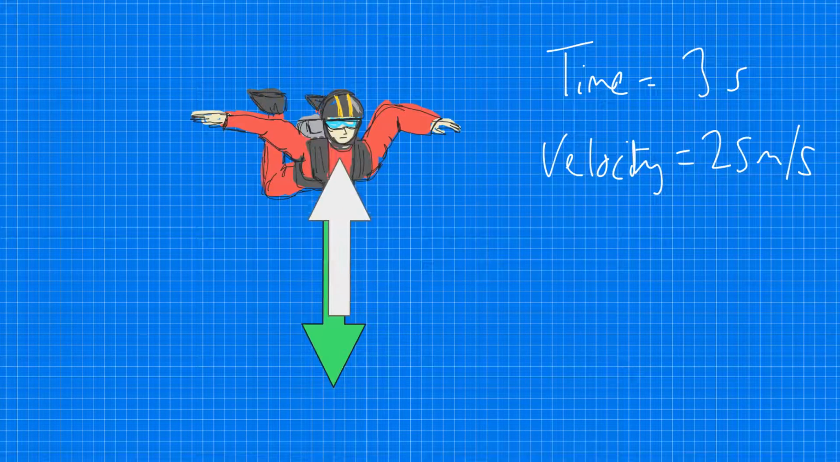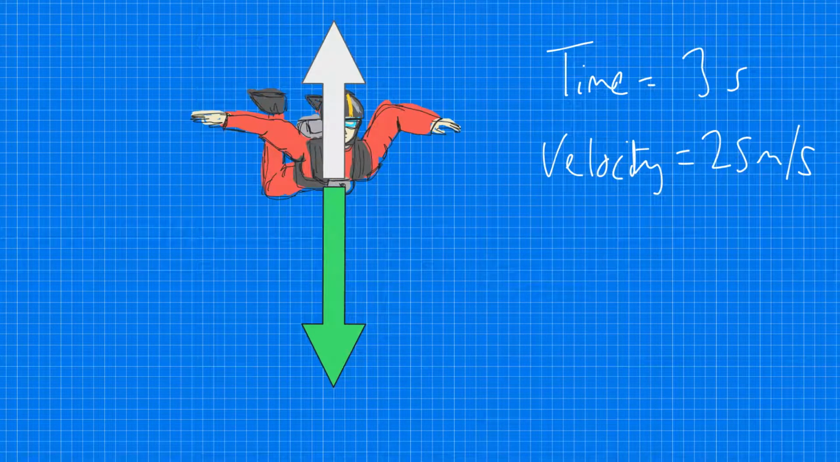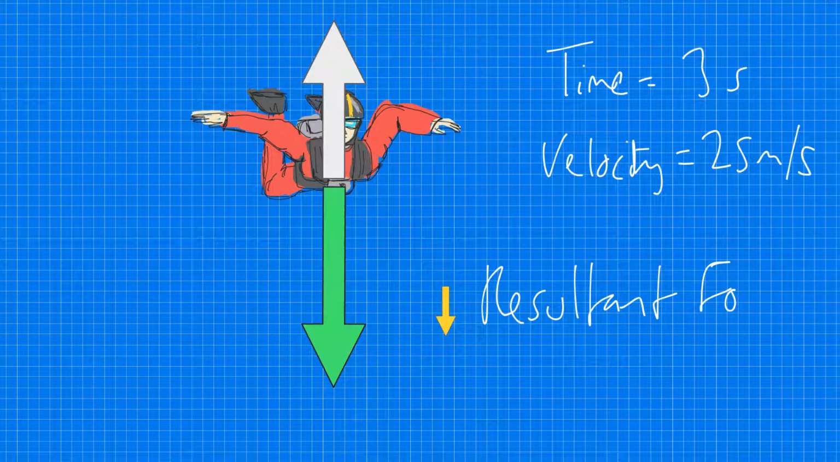So they still don't quite balance up. We still have a resultant force acting in the downwards direction, so we're still going to be accelerating downwards, but we're going to be accelerating at a much slower rate. So the velocity will still be increasing every second, but the rate of acceleration will have slowed.